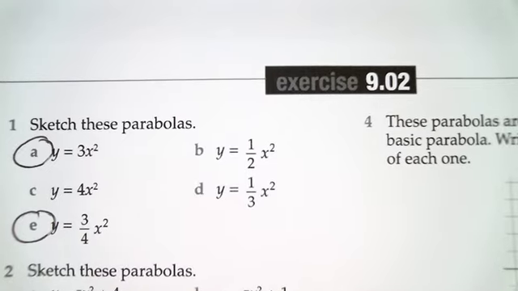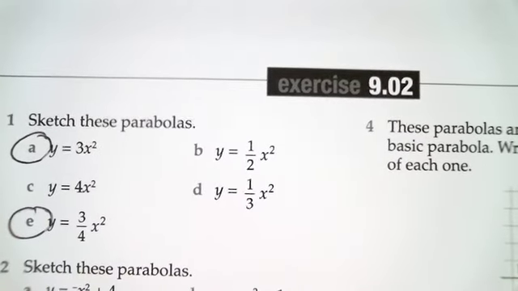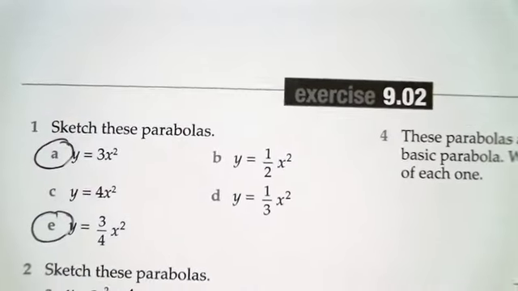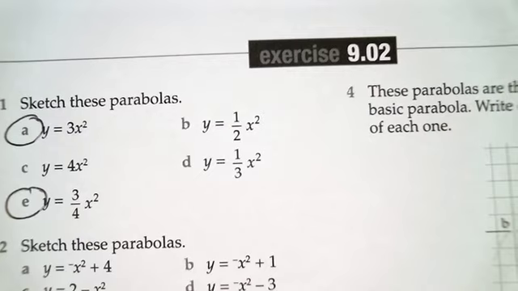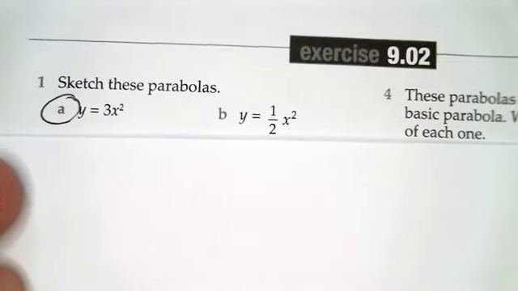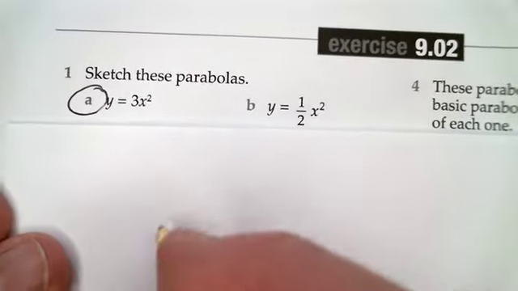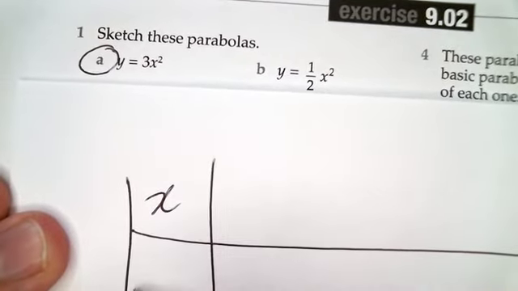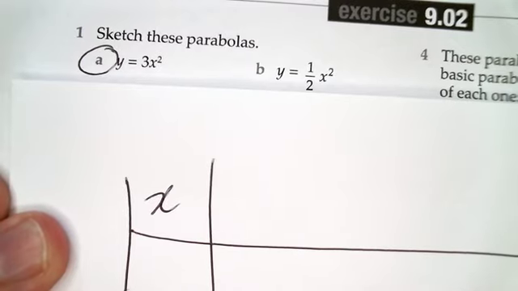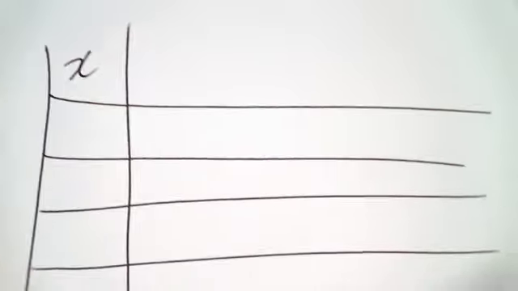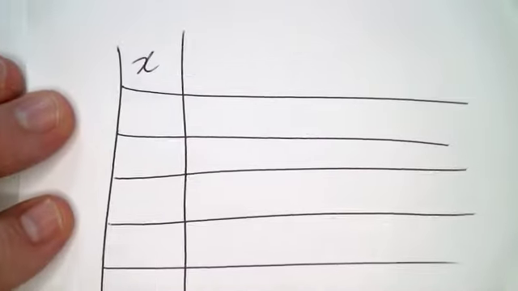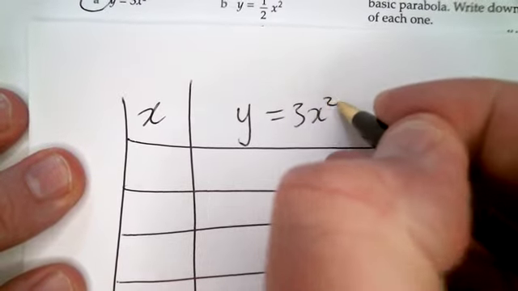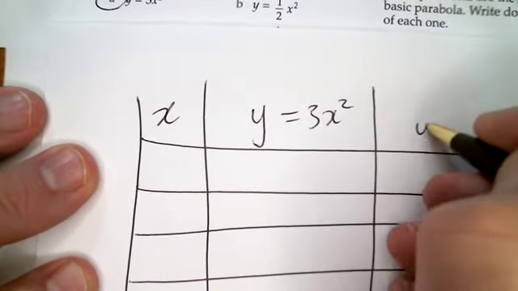There are lots of ways of doing these, but quite often they are best done with a table to get you started, so you can see roughly how this plays out. I'm going to sketch a table here with an X value and a Y, where Y equals 3X squared, and that will give me a Y coordinate.